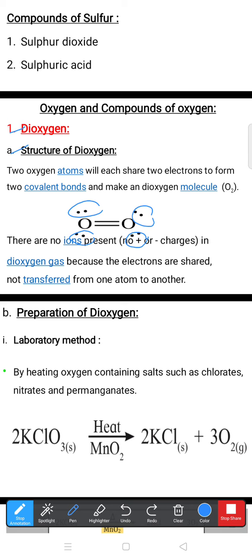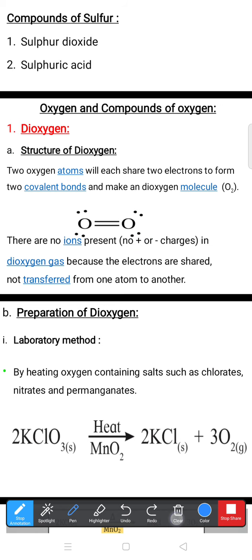There are no ions present, as well as no plus or minus charges in oxygen gas, because the electrons are shared perfectly with each other, and that's why they are not transferred from one atom to another atom. That's why in this we observe such stable double bonds between the oxygen atoms, and there is no formation of ions also.